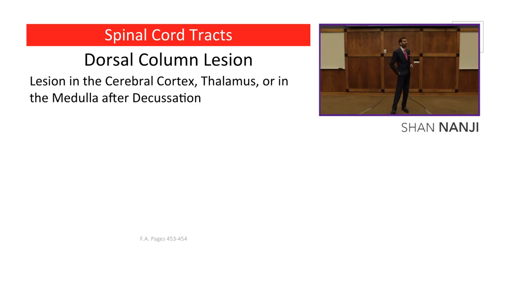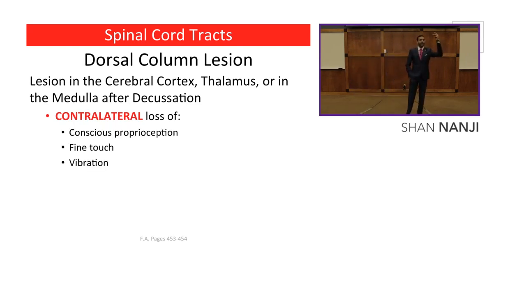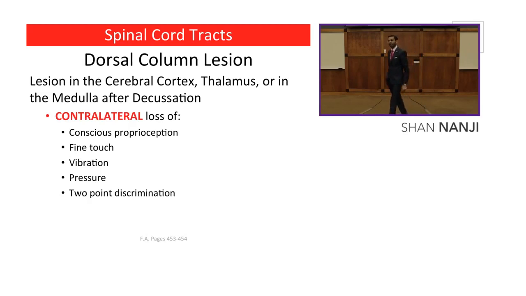So in this case, it's above, opposite. Say it. Above, opposite. So if it's above or after the decussation in the medulla, it will be an opposite or contralateral loss of conscious proprioception, fine touch, vibration, pressure, and 2-point discrimination. Do you see pain and temperature on that list?